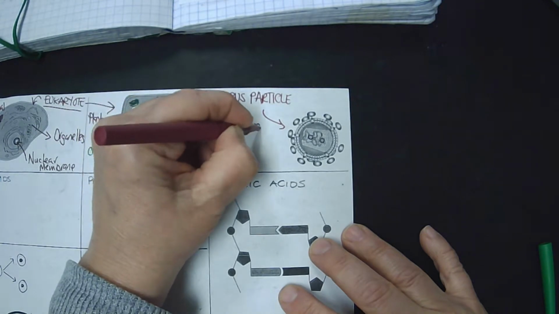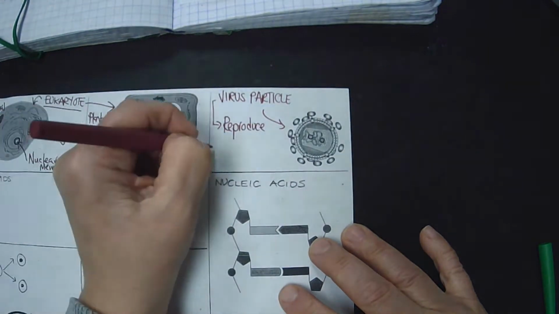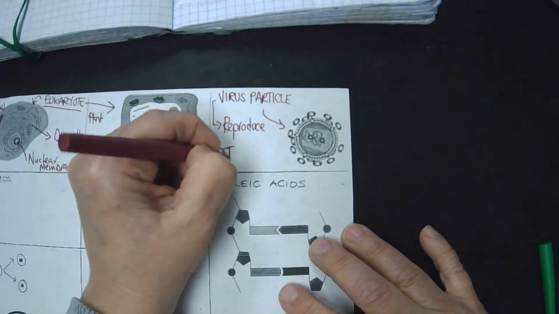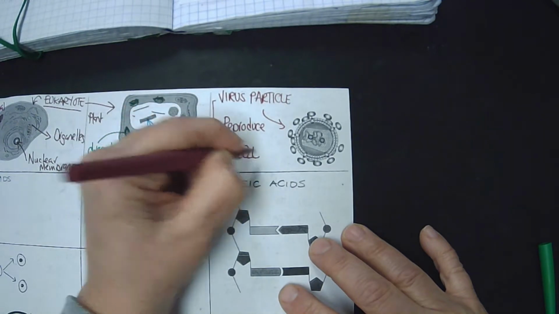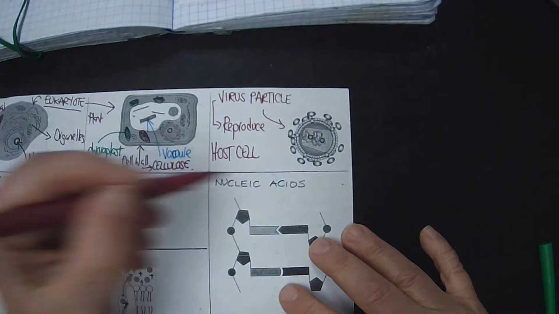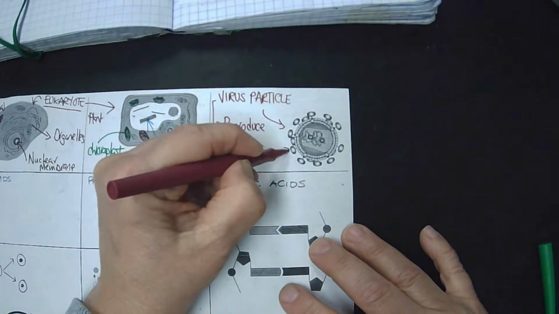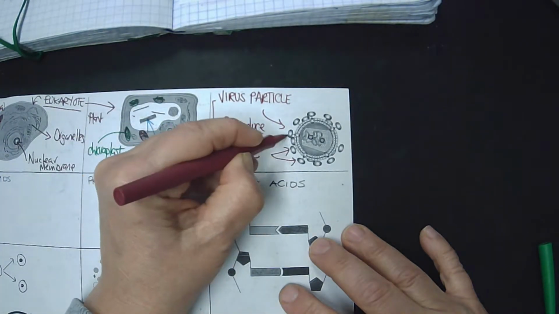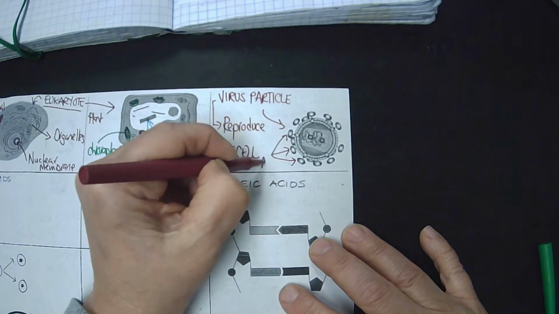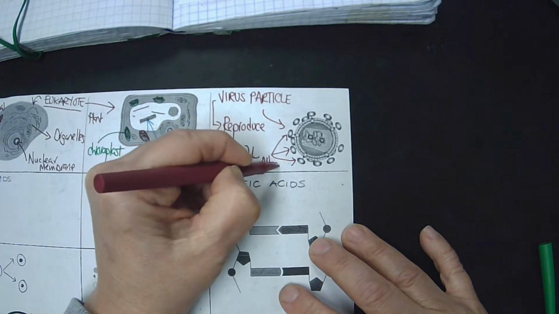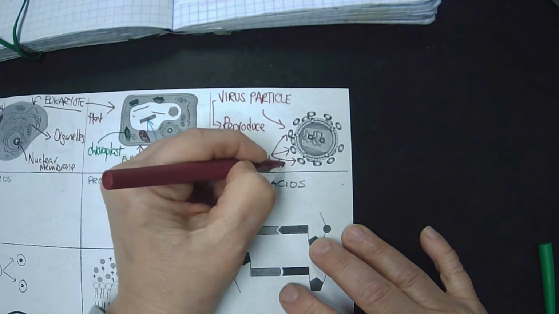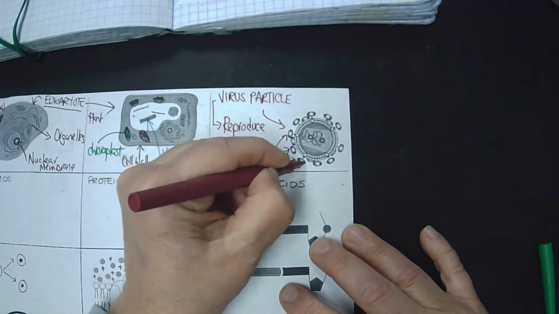They are not able to reproduce on their own. They need to have a host cell. Okay, how do they attach to the host cell? All these little proteins that are on the outside, right? These are for attachment. Okay, they're often called spike proteins.